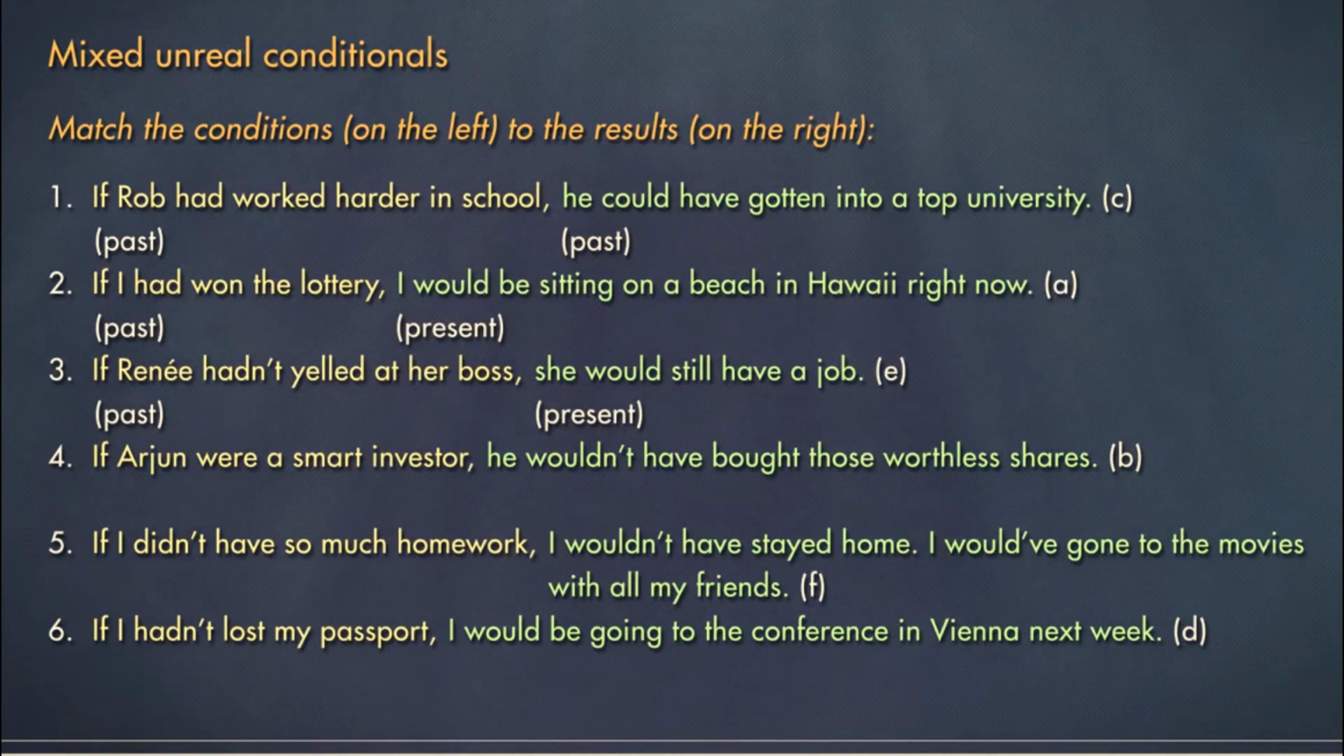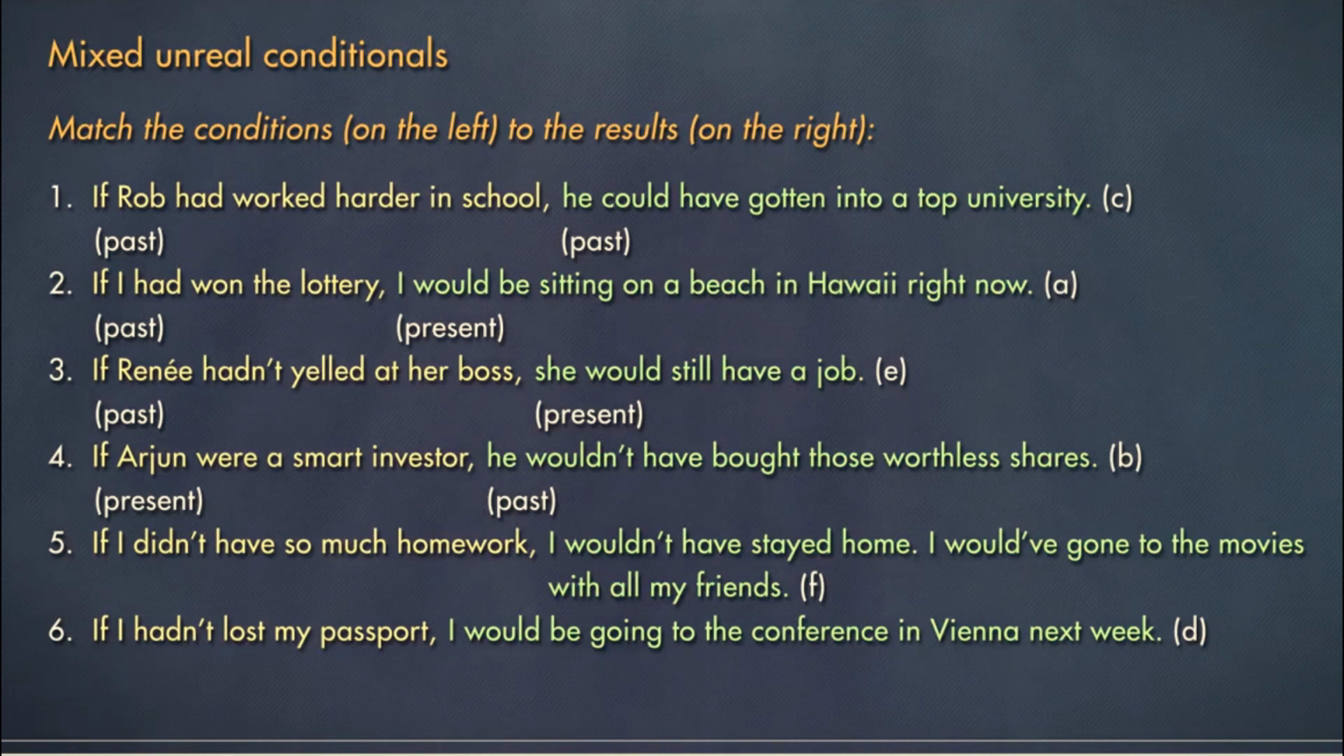Number four is, if Arjun were a smart investor, he wouldn't have bought those worthless shares. Notice here that the condition is in the present, so it says that Arjun is not a smart investor, and then the result talks about something he did in the past. He bought worthless shares. Why did he buy them? Because he's just not smart.